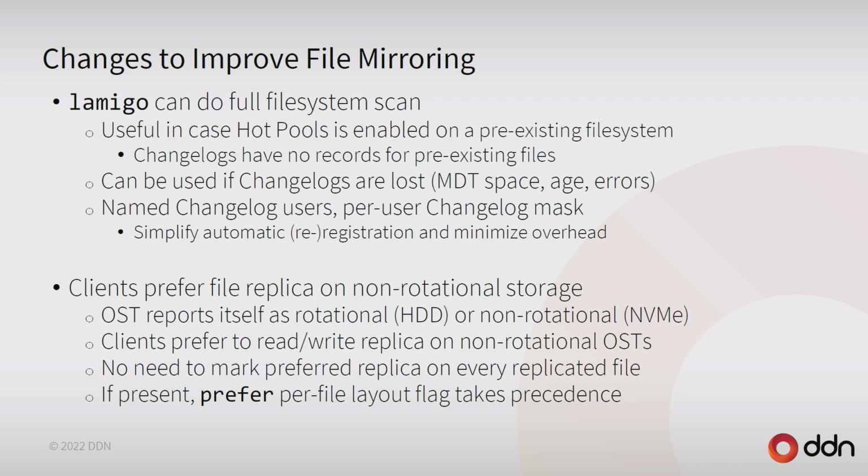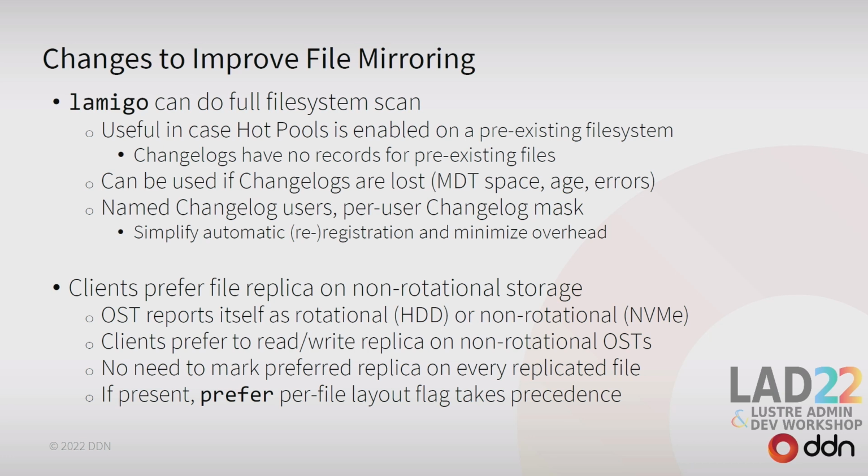And it's also useful if you have lost some changelog records. It's possible because changelogs are consuming space on your MDT devices, right? So you could run out of space, and then that would mean clearing some oldest changelog records, or there could be errors in the changelogs. So thanks to this scanning capability, it's possible to use Lamigo on already existing file systems. And there is also the name changelog user and a per user changelog mask that is new to Lustre, and it simplifies automatic registration and minimizes overhead at the same time.